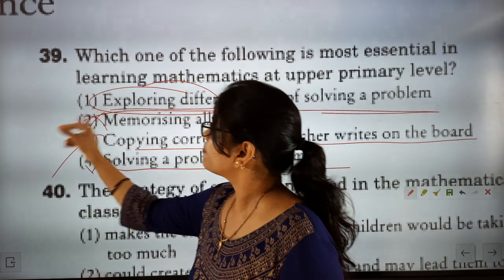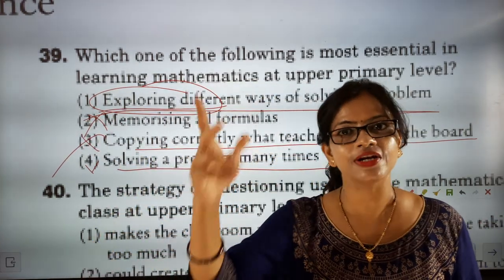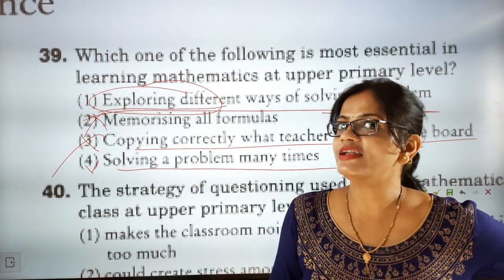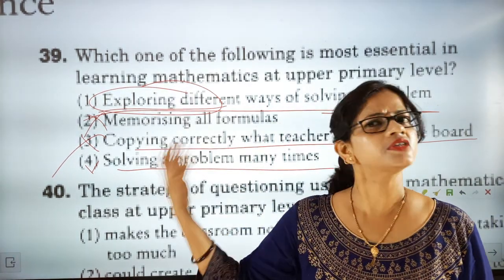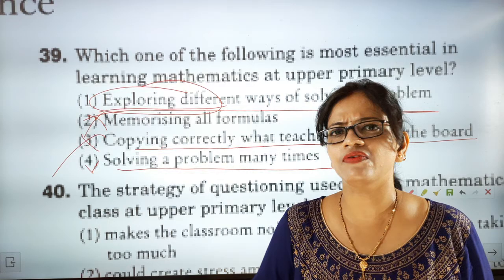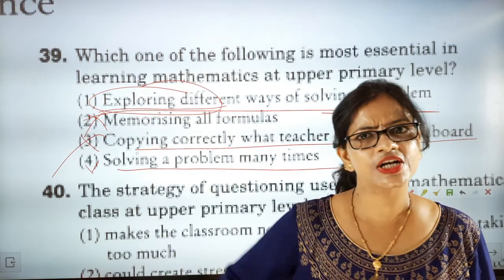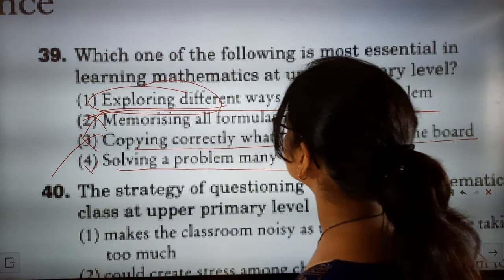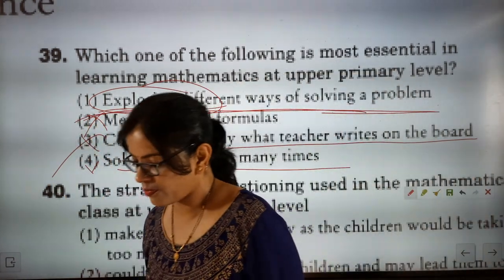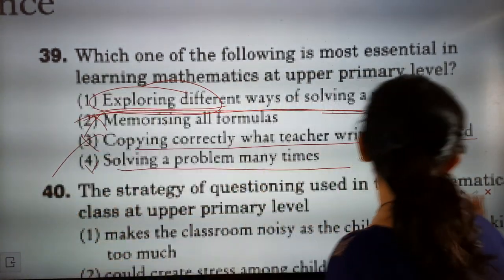So exactly when a child sees a question in 3 different ways, that means the child is learning how to solve a question in what way. So when a subjective examination comes, the child will write in a subjective way. When an objective one comes, the child knows how to handle it in an objective examination. So that's why exploration is always very, very important.